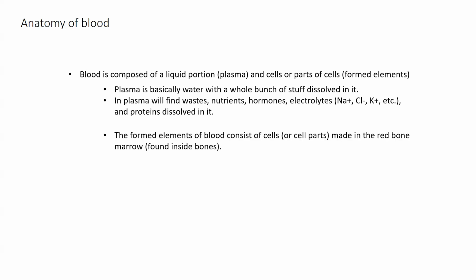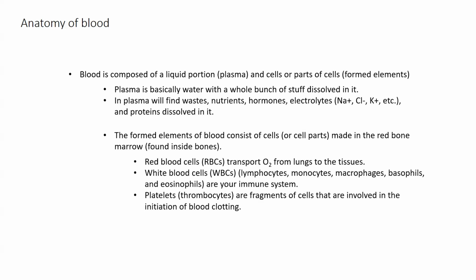The formed elements of the blood consist of, again, the cells or cell parts, and these are made in the red bone marrow inside of certain bones. It includes the red blood cells, whose job it is to transport oxygen from the lungs to the tissues. The white blood cells, which consist of 5 different cell types: lymphocytes, monocytes, macrophages, basophils, and eosinophils. Those make up your immune system. And then platelets, which are called thrombocytes, and these are actually just fragments of cells that are involved in starting the process of clotting blood when you break a vessel.